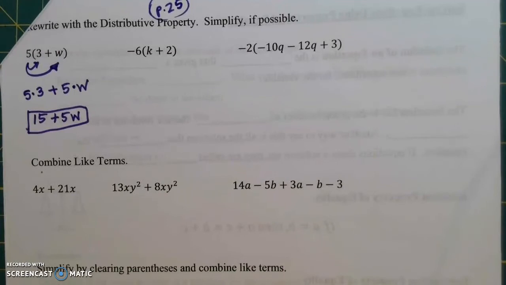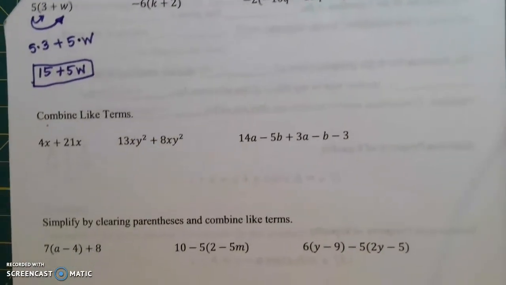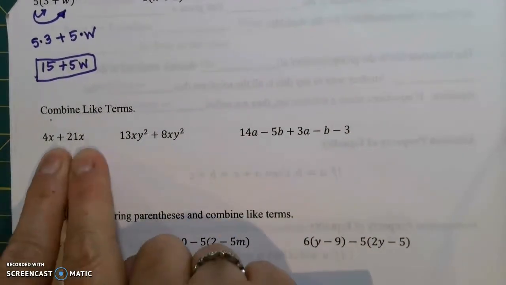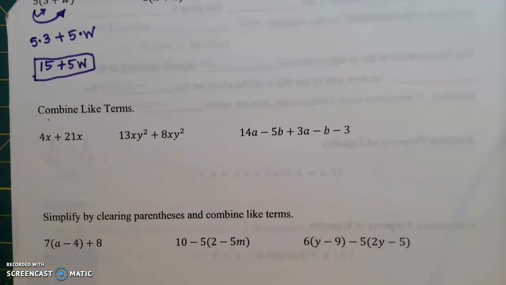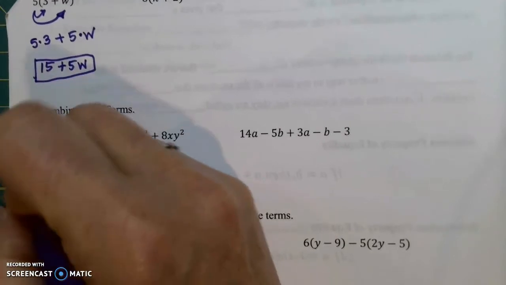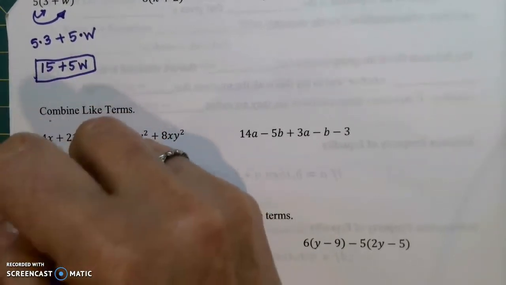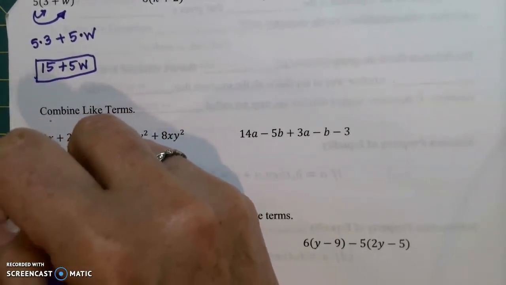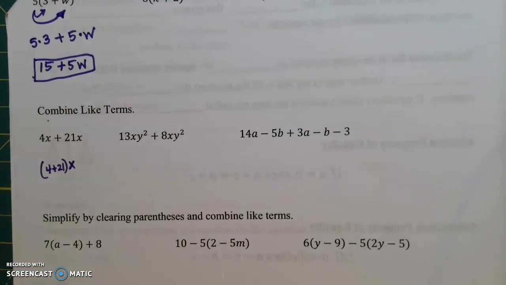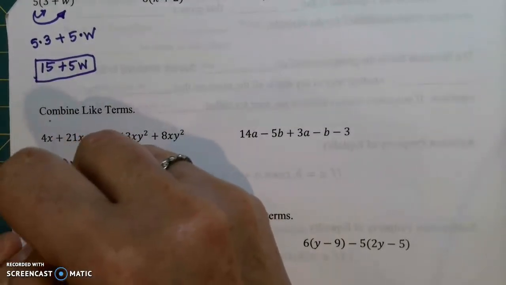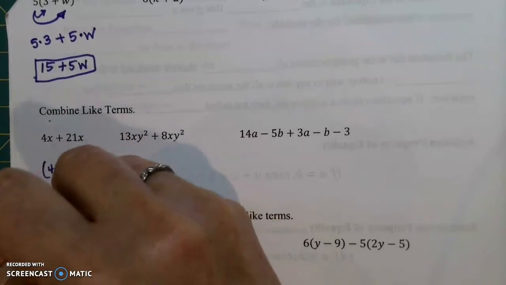And then combining like terms, check and see if they are exactly the same variable part, then you can add their coefficients. So mentally what I'm thinking is they're both x, so now I can say, well, that's going to be 4 plus 21, because I add the coefficients. And then that's going to give me 25x.